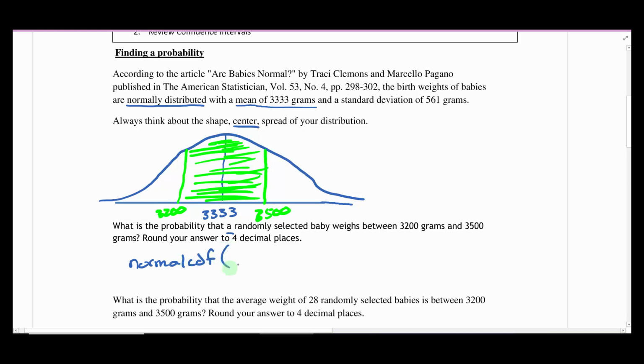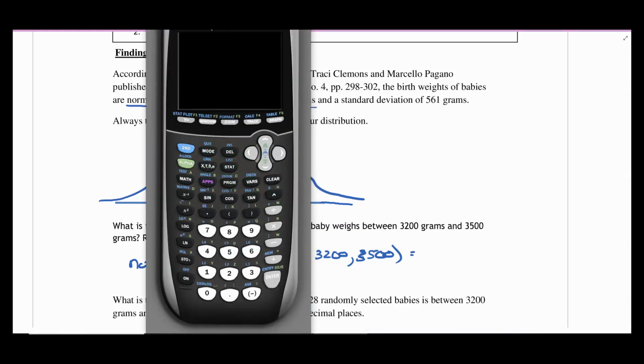The first thing that it's going to want to know is the mean of your distribution. So you'll tell it the mean is 3,333, and then it's going to want to know the standard deviation of your distribution. So you're going to tell it 561, and then it's going to want to know the left bound. So we're going to tell it, well, we're going from 3,200 to 3,500. When we put this into our calculator, it'll spit out a number at us, and that number will be the probability that one randomly selected baby is between these two weights. So let's give it a try.